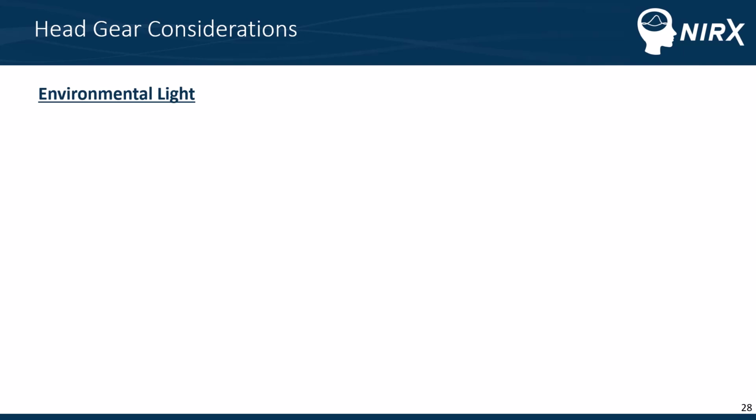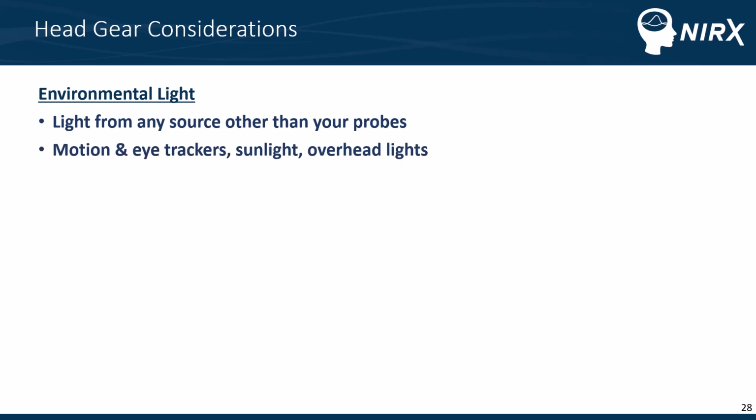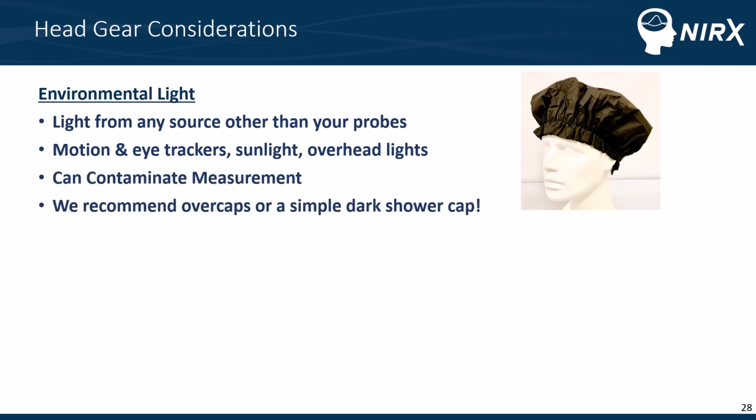Headgear considerations. First, we'll talk about environmental light. Environmental light is light from any source other than your probes. It could include motion and eye trackers, sunlight, and overhead lights. And if it's not dealt with properly, it can contaminate your measurement.